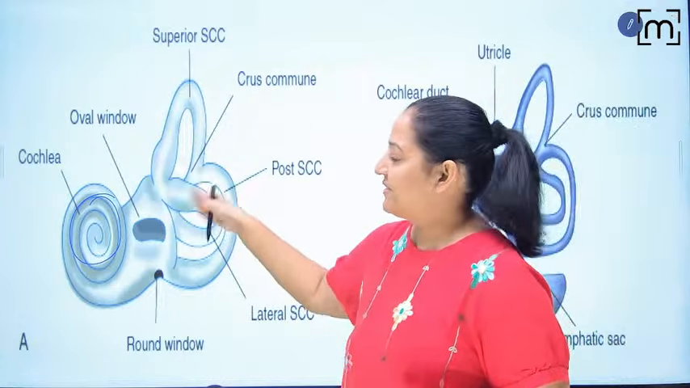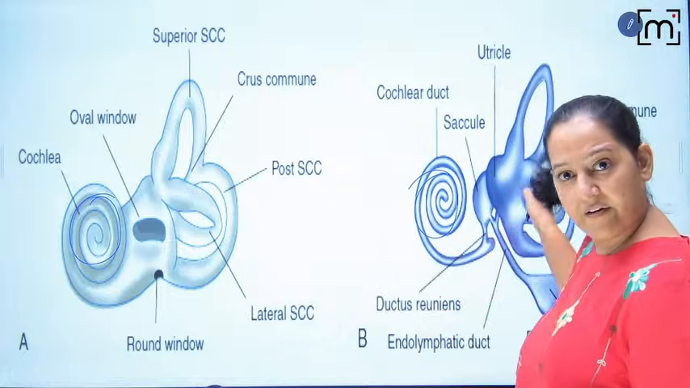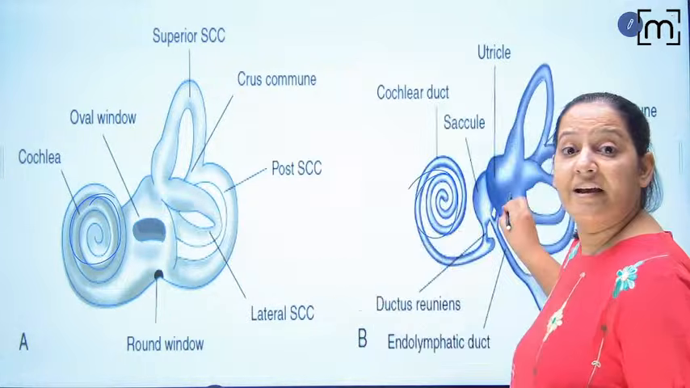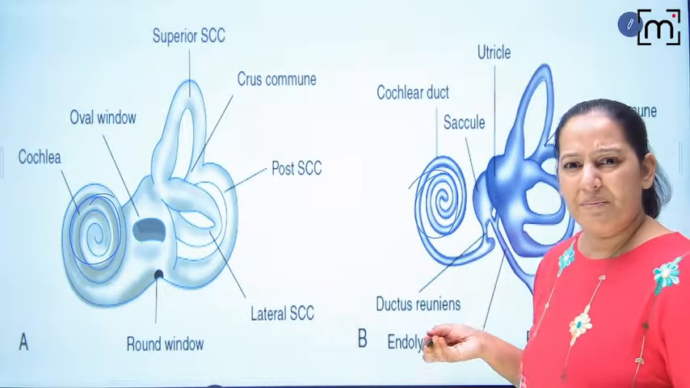Both of them have three semicircular canals. You can appreciate the three semicircular canals, which are perpendicular at the three axes. Both of them have the vestibule, the utricle and the saccule. Both of them have the same. So you will say, what is the difference?